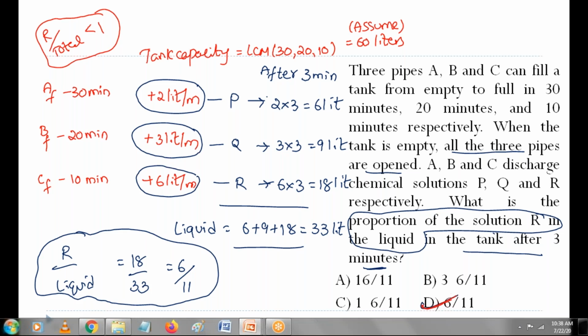This is the only question related to this liquid. When you see this question in the exam, you can just directly go with 6 by 11 because only one option is less than 1.